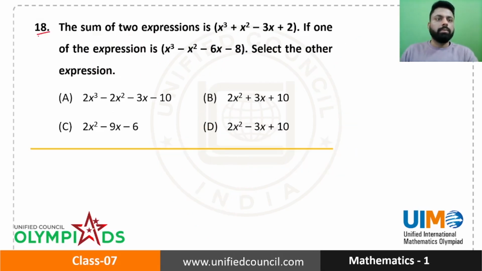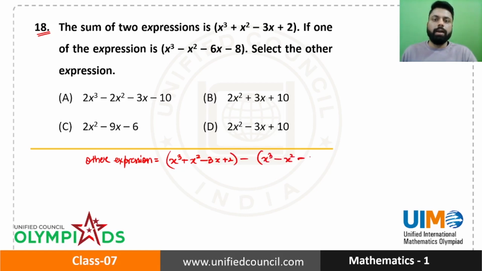So here is the next question that says the sum of two expressions is given. If one of the expressions is this, then select the other expression. So the other expression is equal to x cube plus x square minus 3x plus 2, the sum, and minus the other expression x cube minus x square minus 6x minus 8.